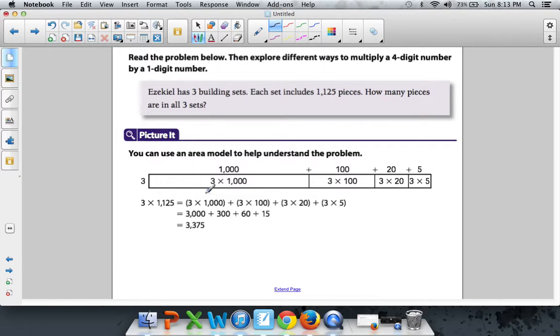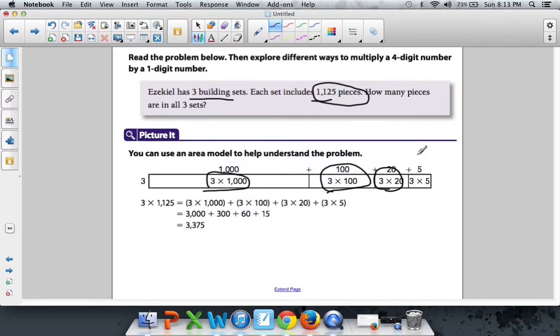And right here, they just kind of split it up into pieces. They know that 3 is going to get multiplied by all the pieces. Pieces of what? Pieces of this number. 1,000. So they have 3 times 1,000. 100 is the next one. So they have 3 times 100. What is that? Is that a 2 or is that a 20? It's in the tens place, so it's a 20. So they have 3 times 20.